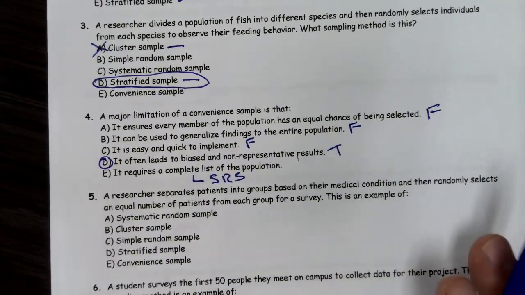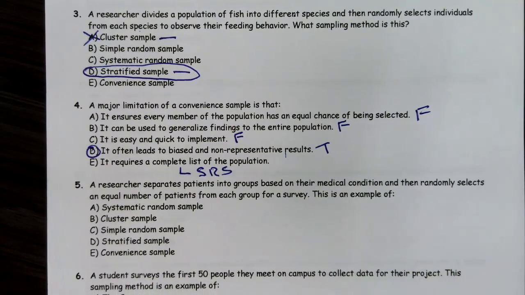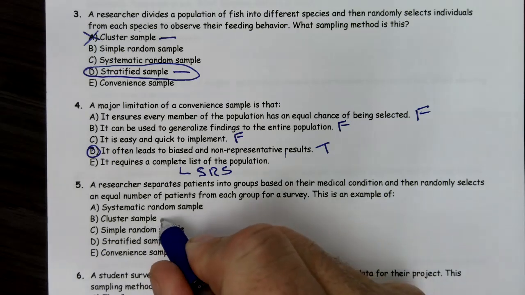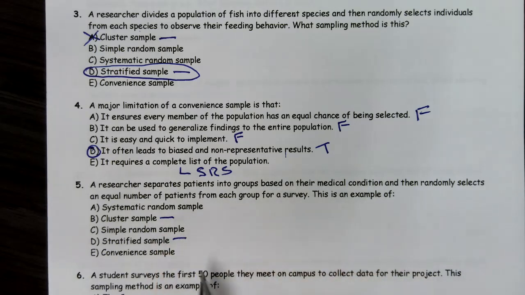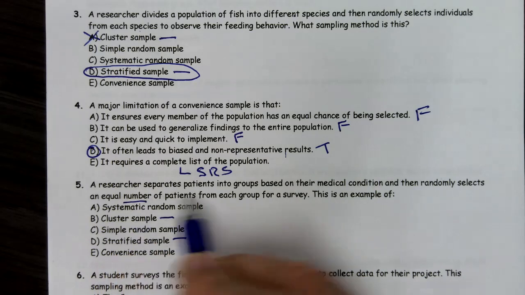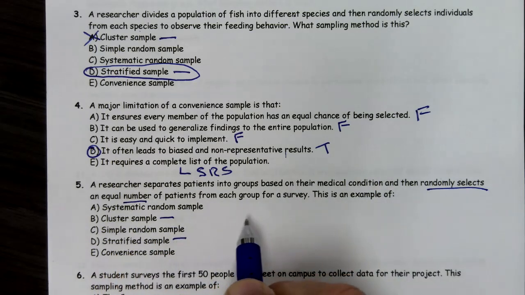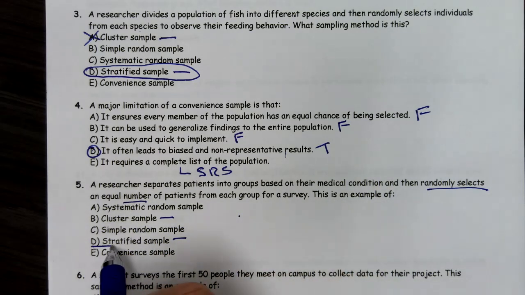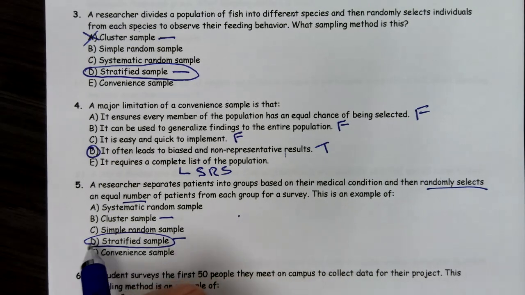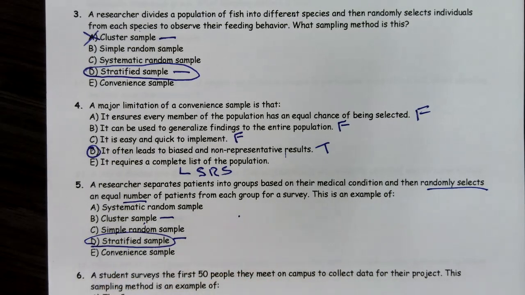Number 5, a researcher separates patients into groups based on their medical condition and then randomly selects an equal number of patients from each group for a survey. So they broke it into groups. That means, it's either be cluster or stratified. Did we survey all from each group? No, it said survey in equal, randomly select. So we're randomly selecting within a group. It's stratified. To be cluster, we have to survey all.